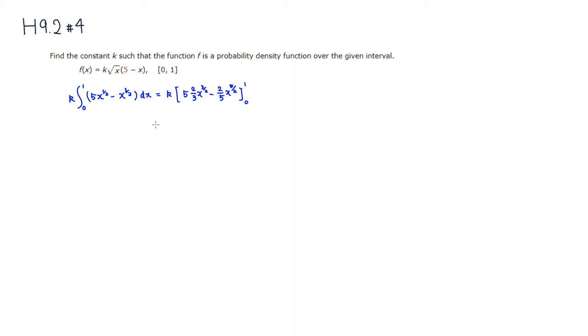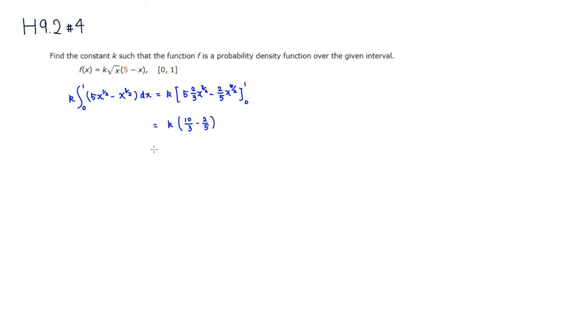Let's plug it in. So you have k outside. If you plug in 1, it's going to be 5 times 2 over 3, which is 10/3, minus 2/5, minus, if you plug in 0, both terms will be 0. So you just get that.